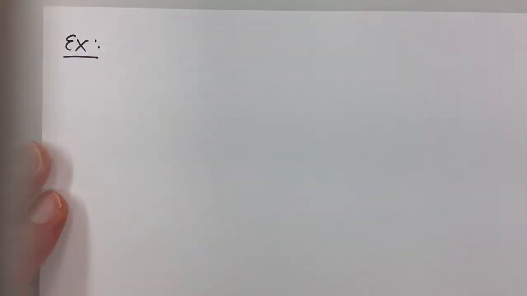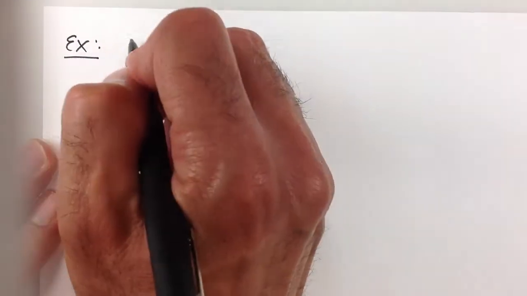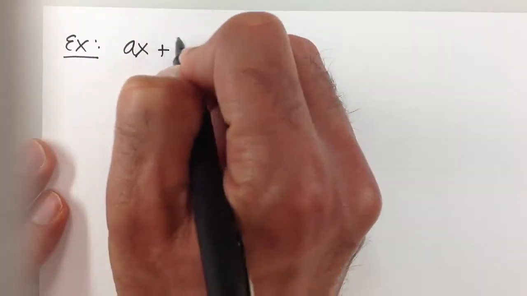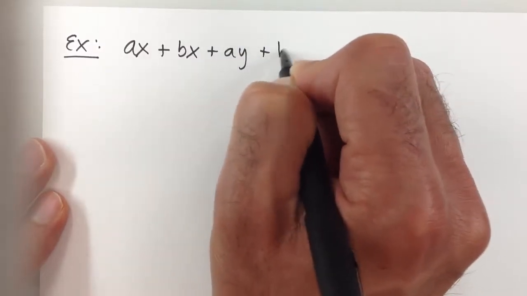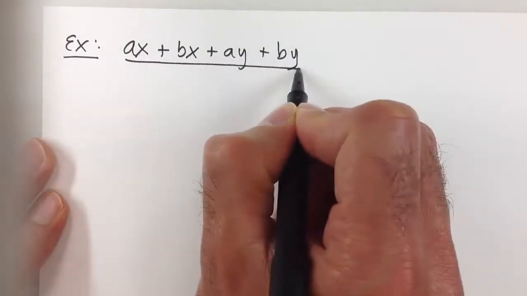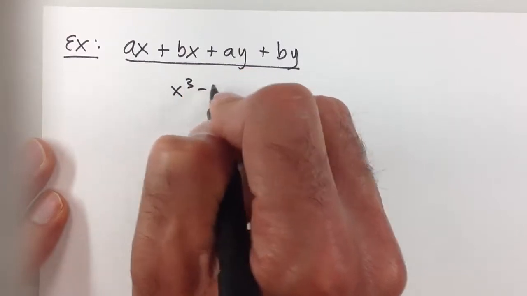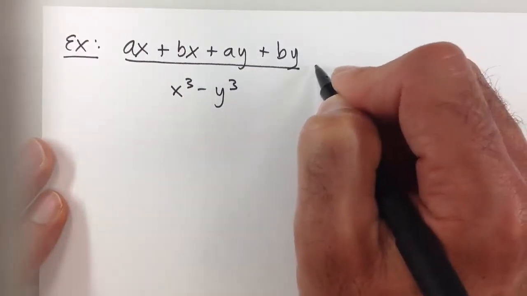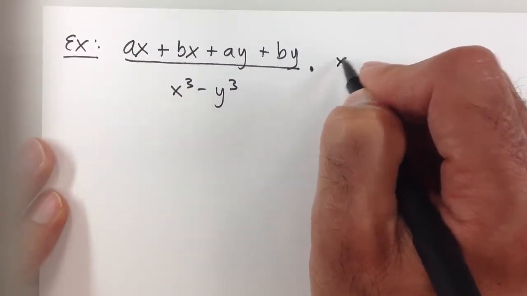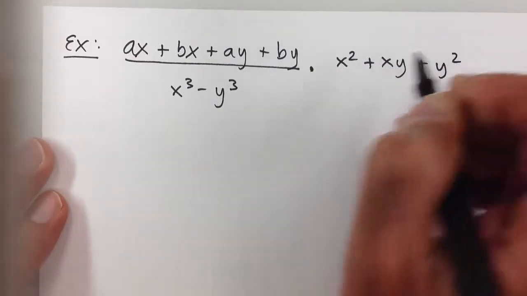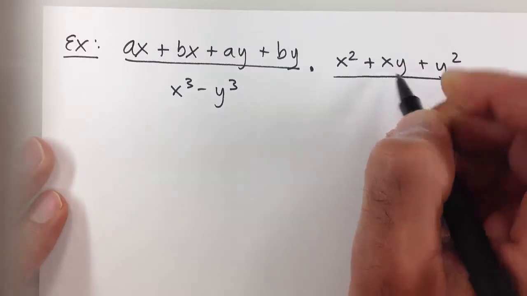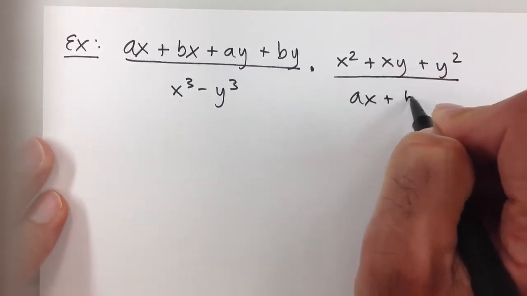I want to do another example of multiplying rational expressions, and here it is. Let's say we had ax plus bx plus ay plus by, all over x cubed minus y cubed, times x squared plus xy plus y squared, all over ax plus bx.